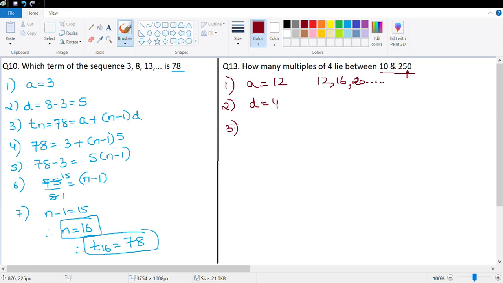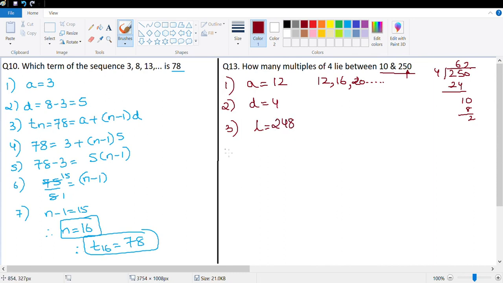So let's divide 250 by 4. We have 4 into 6, 24. And I subtract, this is 10. 4 into 2, 8. So the remainder is 2, which means if I subtract 2 from 250, that would be the last number which will be divisible by 4. So the last term of this AP would be 250 minus 2, in this case 248.